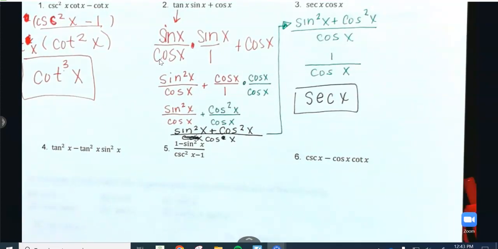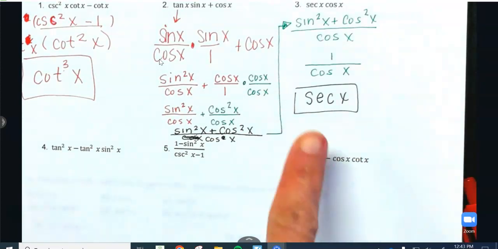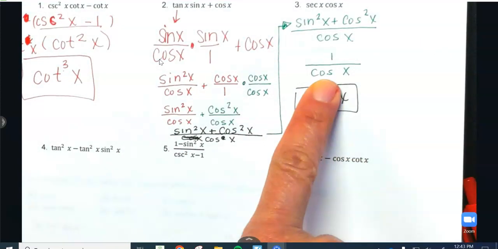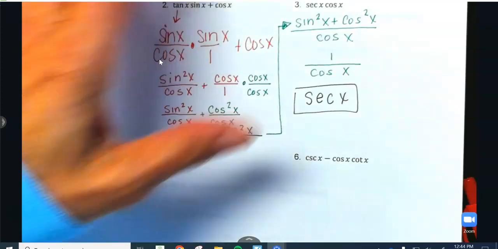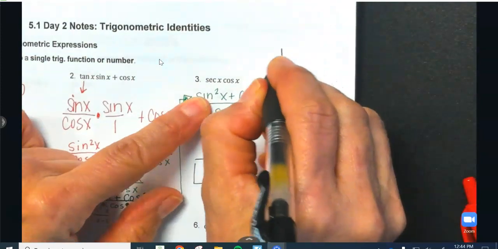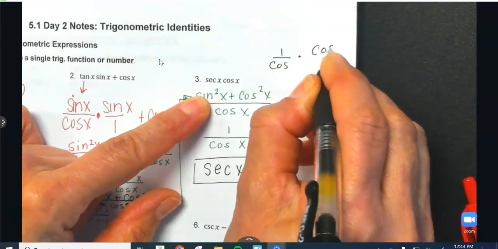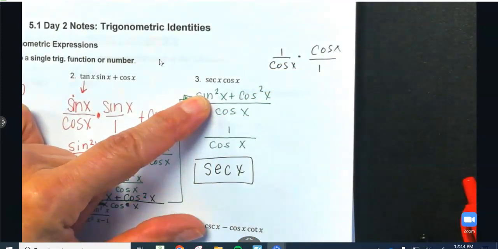Let's take a look at number 3. Wait. Number 3 has secant in it. What is secant the reciprocal of? So secant times cosine, those are reciprocals. What's 1 over 3 times 3? 1. What's 4 over 5 times 5 over 4? 1. What's secant times cosine? 1. They just cancel.